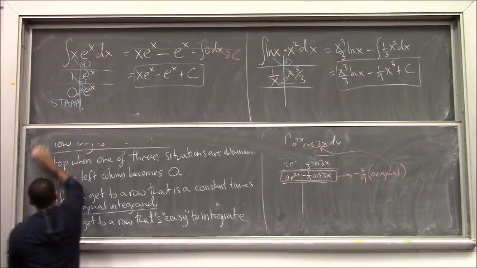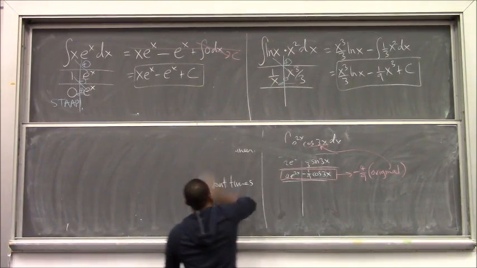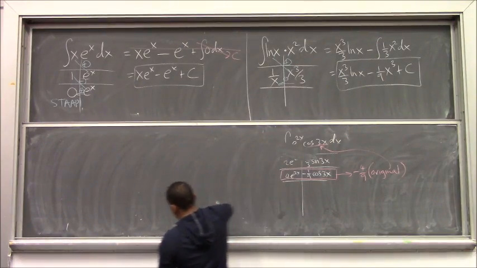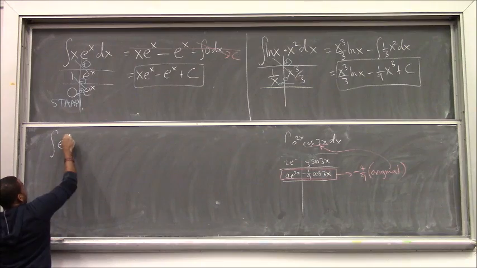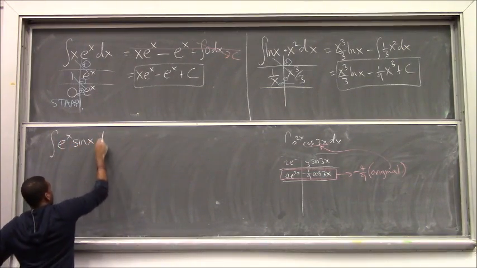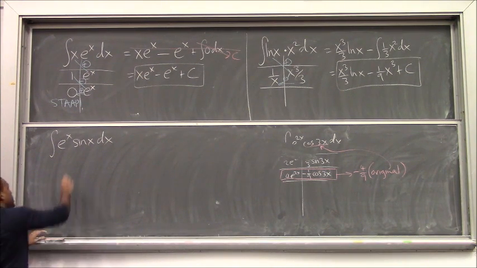So those two were the easy situations. Let's look at the revolving situation. Again, the basic one that we looked at: integral of e to the x sine x. So again, you go through the 3 steps in your head. Doesn't look like a basic rule, can't simplify. Substitution is not going to work. I'm going to do integration by parts.